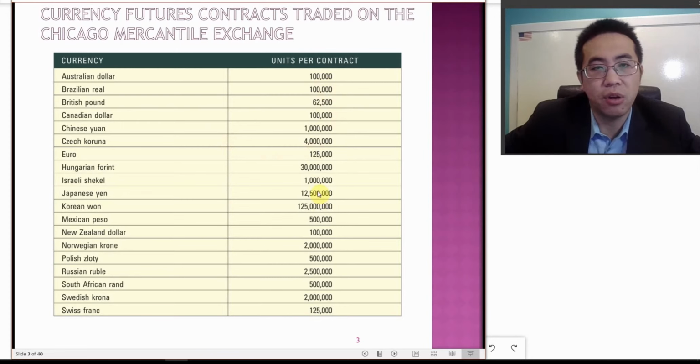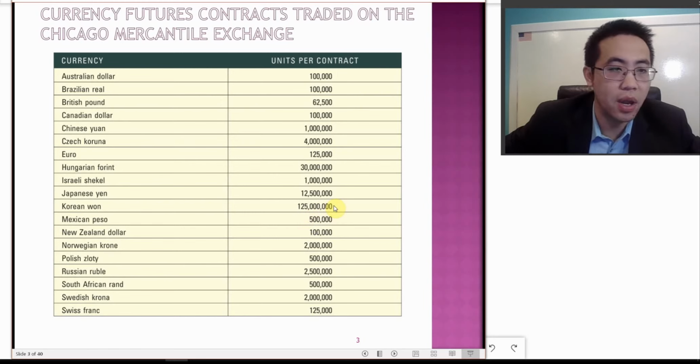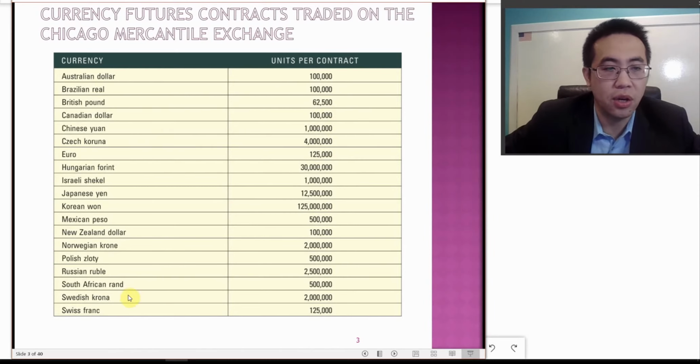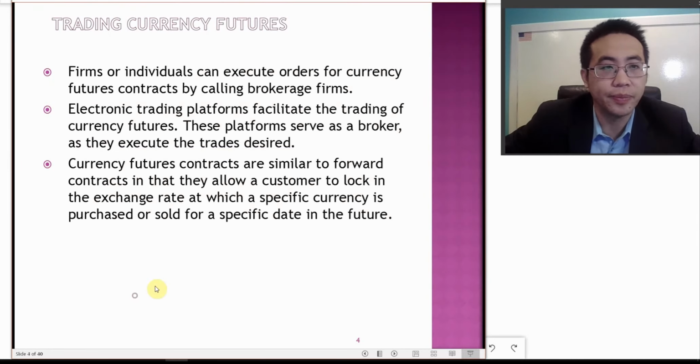Although these numbers are at different magnitudes, the thing is some currencies are denominated in bigger numbers, like the Korean won and the Japanese yen, and some currencies are denominated in smaller numbers, like the euro and the British pound. But if you convert all of these numbers in other currencies into US dollars, then the size is very comparable. It's not too far away from each other. The dollars needed to trade one Australian dollar contract and the US dollars needed to trade one Swedish krona contract will not be that much different.